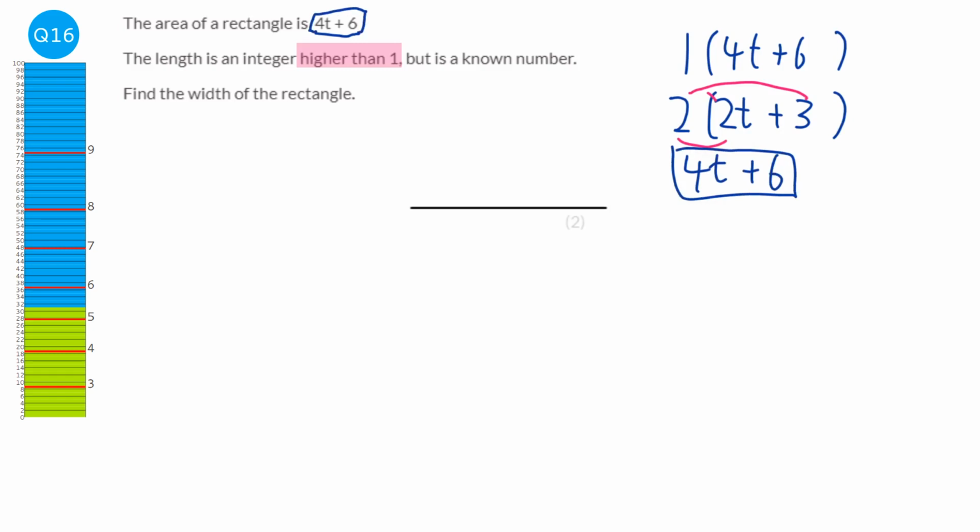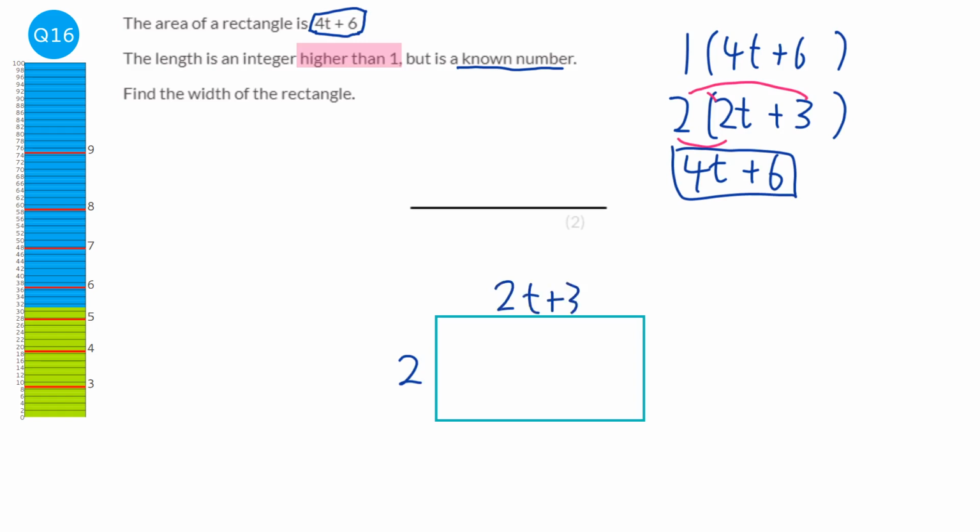So we know that 2 times 2t plus 3 works. In fact, it's the only one that works with it being an integer. So we therefore know that the known side, because it says it's a known number, is 2, and the other side will be 2t plus 3. And then when you multiply them together, you get the area of 4t plus 6. So our answer, because it says the length is the known number, so that's the length, then we're finding the width, which is this one here. So it's 2t plus 3.